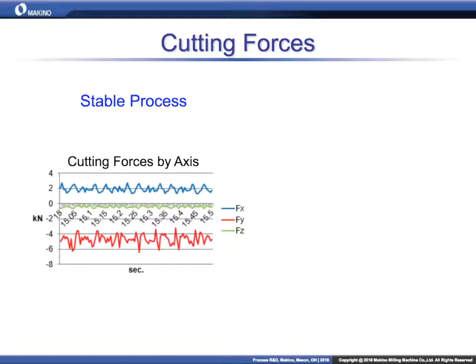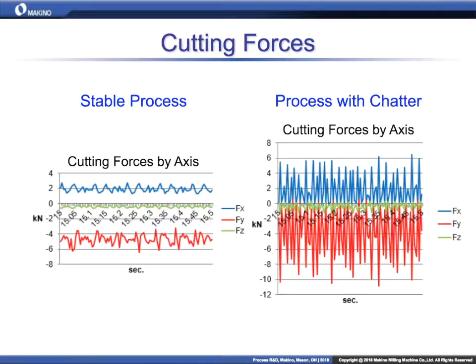And what happens when we get a chatter situation is that the same cut, the same engagement, the same average cutting force, actually creates a wide variation in the loads. So if you look at that blue line, this is the same average force, but we're spiking up to 5 kilonewtons and down to 0. On the y-axis, the red line, we're going down to 10 kilonewtons and up even past 0 again. So we're getting these huge variations in forces, spiking very, very high, which is generally what's going to result in chipping our tools or damaging our machines or our workpieces.